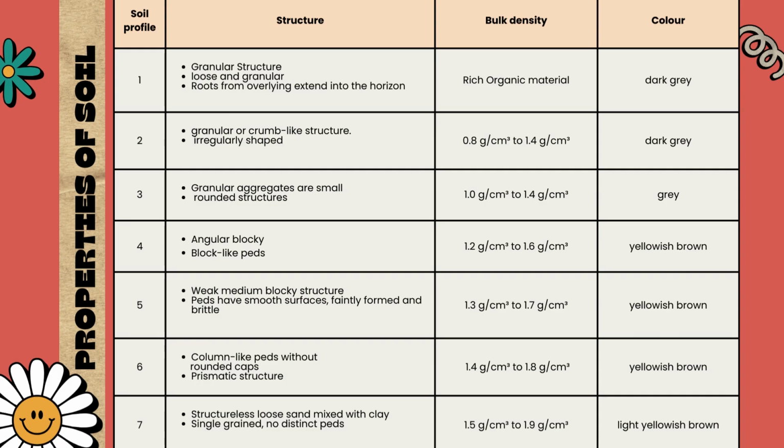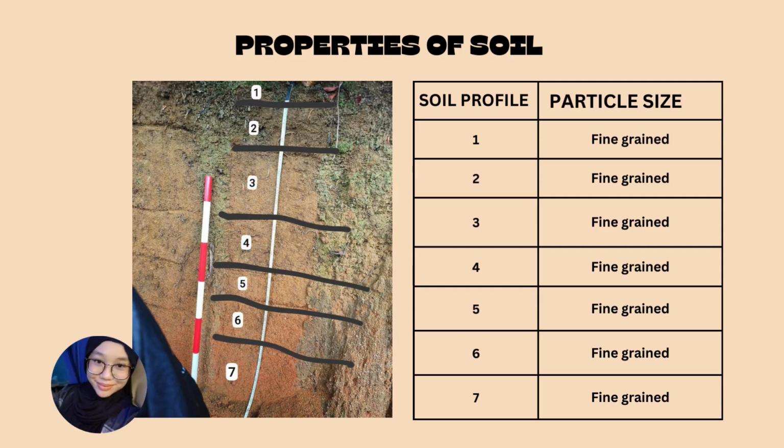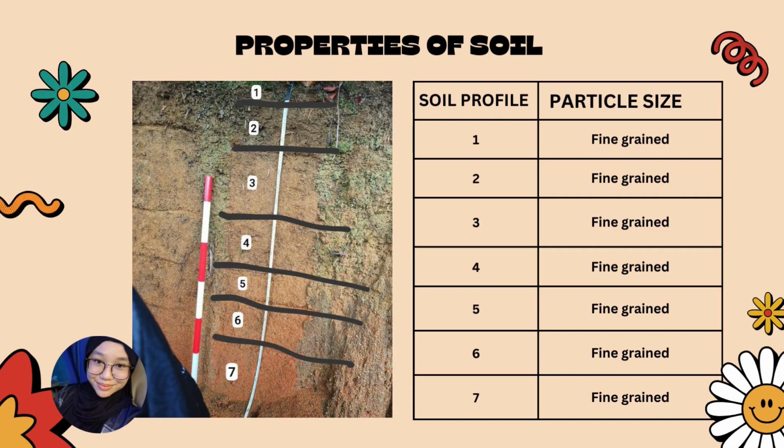Sixth, column-like pads without rounded caps and prismatic structure. The bulk density is 1.4 g/cm³ to 1.8 g/cm³, and the color is yellowish brown. Seventh, the structure is structureless, loose sand mixed with clay and single grain, no distinct bed. And the bulk density is 1.5 g/cm³ to 1.9 g/cm³, and the color is light yellowish brown. Next, I would like to talk about the properties of soil of Padum 3.